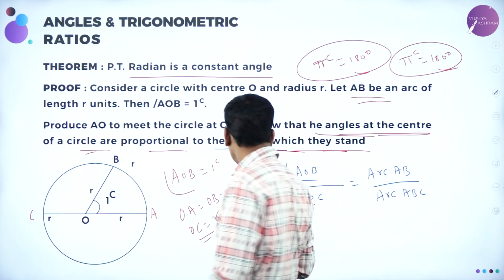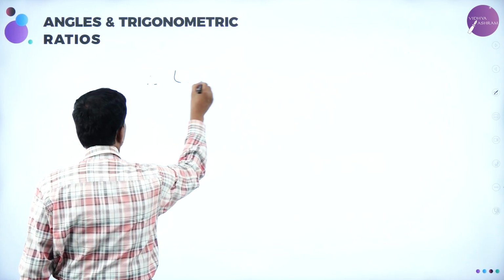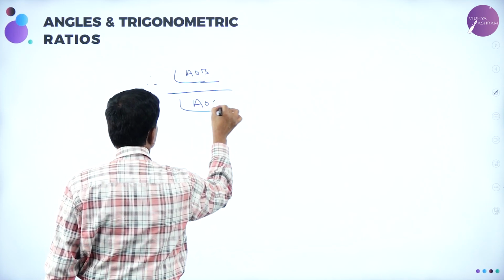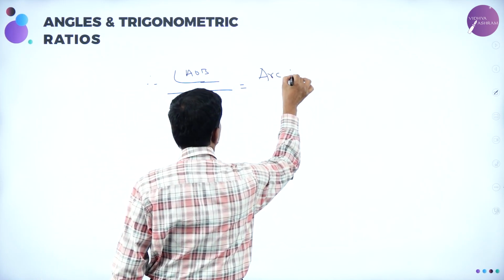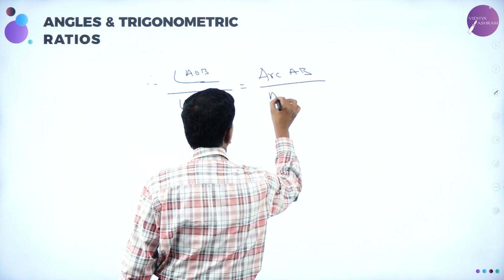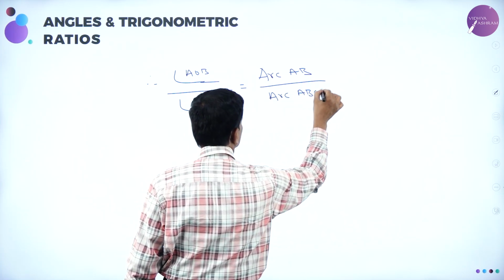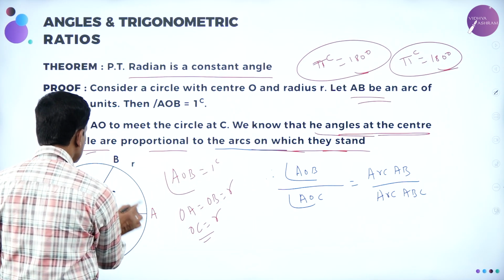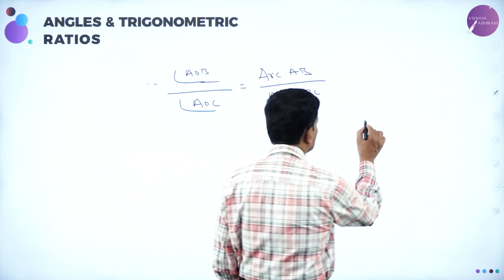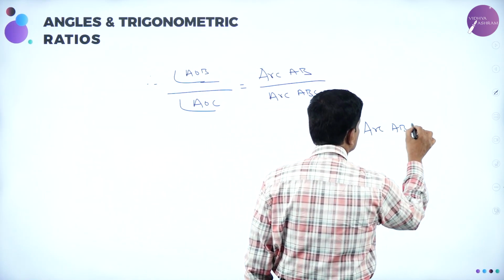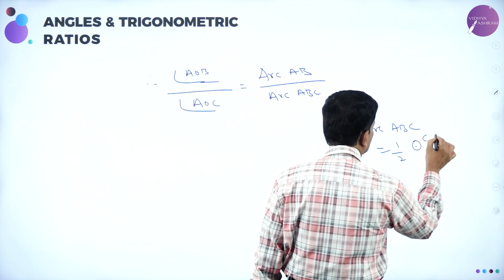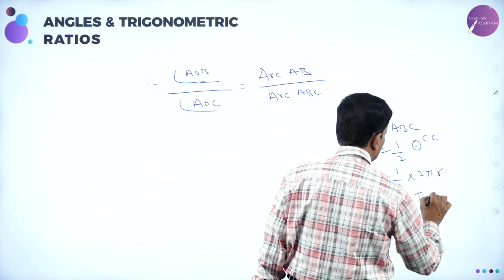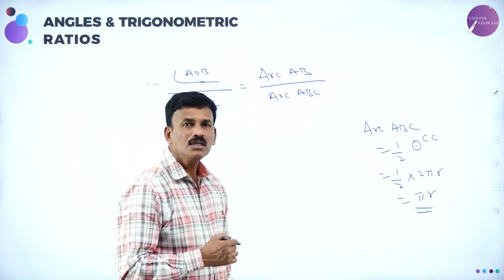Substitute here. Angle AOB divided by angle AOC is equal to arc AB divided by arc ABC. Now, what is arc ABC? This arc ABC is nothing but half of the circumference of the circle. What is the circumference of a circle? 2 pi r. So arc ABC is equal to pi r. Now substitute here.